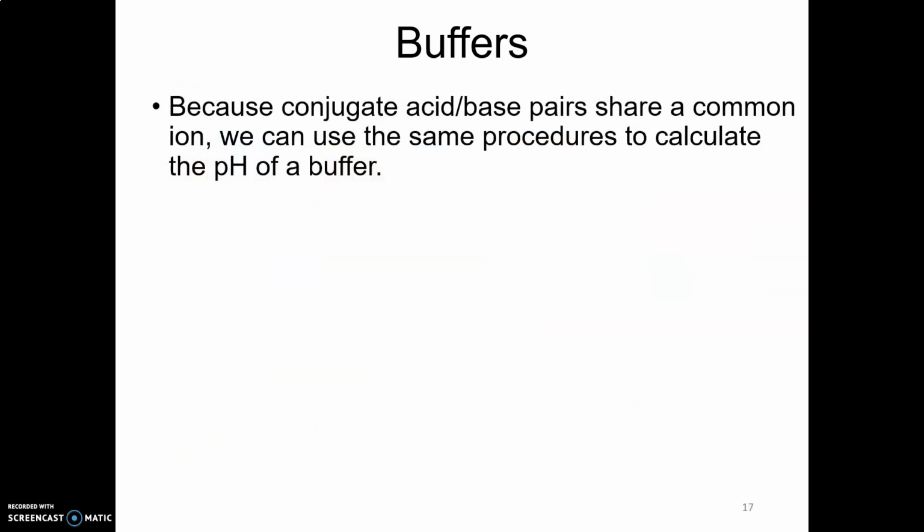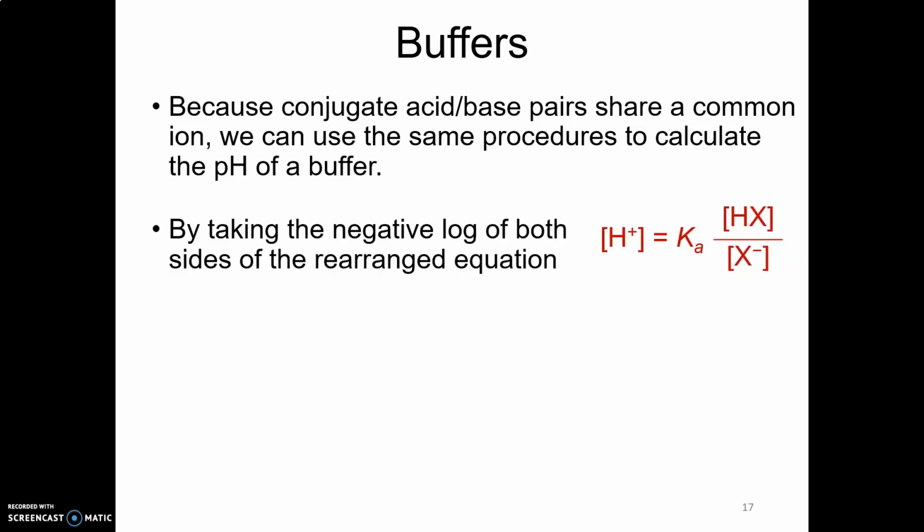Since buffers are made of conjugate acid-base pairs, this is essentially just a common ion problem, right? So you can use the exact same procedures that we started this chapter off with and our last lecture in class covered. Basically, we just have an ice table where we start with reactant and some product. But I'm sure you're probably getting a little tired of ice tables, and honestly, I am too. Nobody likes solving an ice table for the 50 billionth time.